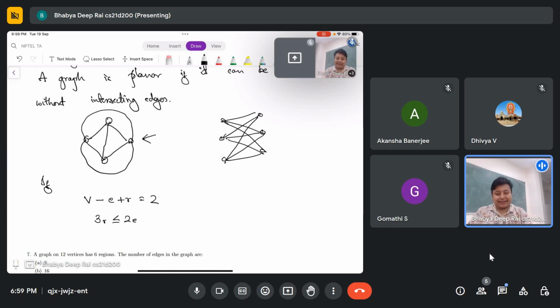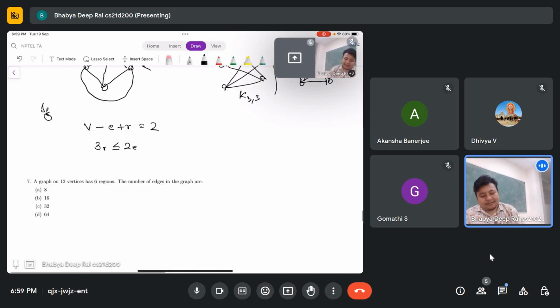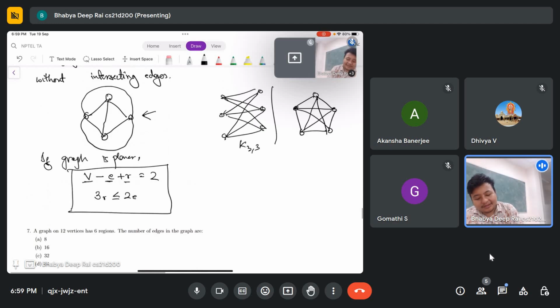And you saw it in the lectures also, right? If it has a K33 or a K5, then it is definitely not a planar graph, right? So, if a graph is planar, then it satisfies the following properties: the number of vertices minus the number of edges plus the number of regions.